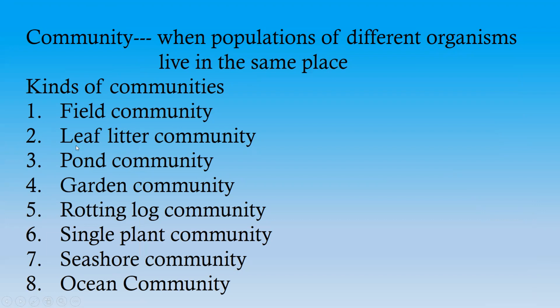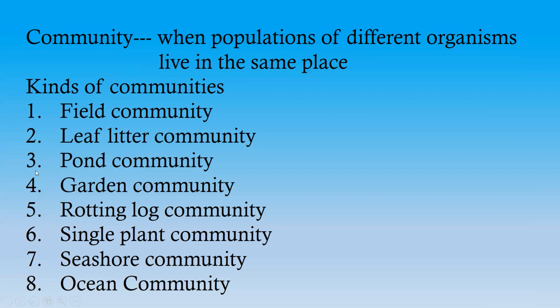Okay, leaf litter community. The conditions in the leaf litter community are usually damp, cool, and dark. So what are the organisms found in the leaf litter community? We have earthworms, millipedes, centipedes, ants, termites, woodlice, fungi, and other organisms. Can you give me an example of this leaf litter community?